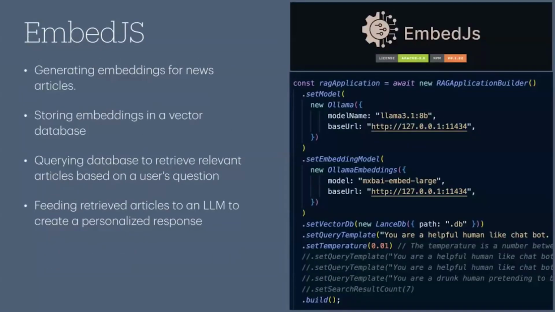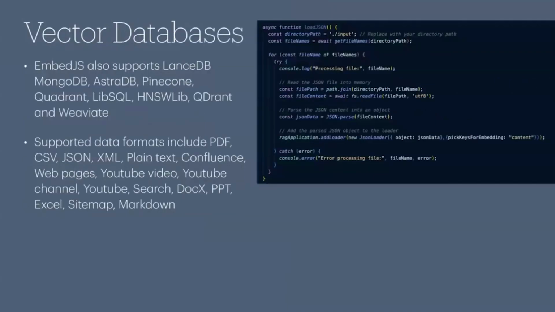Like I said, EmbedJS. This is really easy to use. You set your models, as you can see. You set your database. You tell it where it is. You do your query templates. So you're a human-like chatbot. Be very friendly. Then you set the temperature for how crazy you want the responses to be, and you build and run, and then you can build an interface.